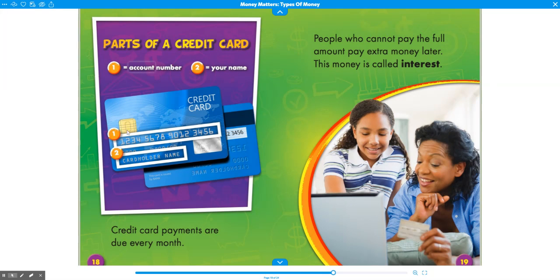Here's the parts of a credit card. We have the account number and your name. Credit card payments are due every month. People who cannot pay the full amount pay extra money later, and this money is called interest.